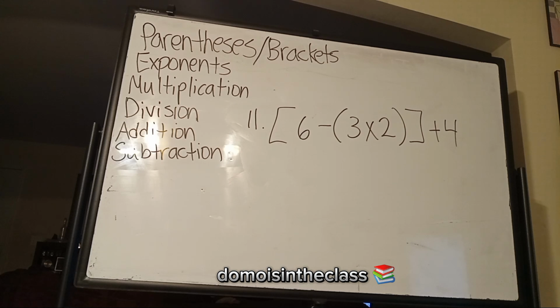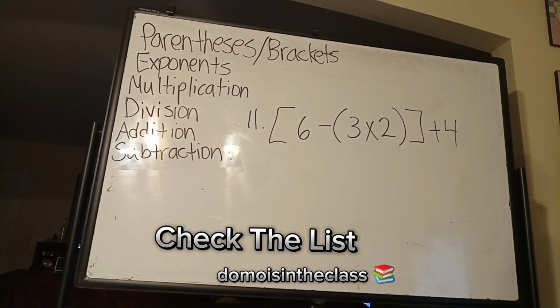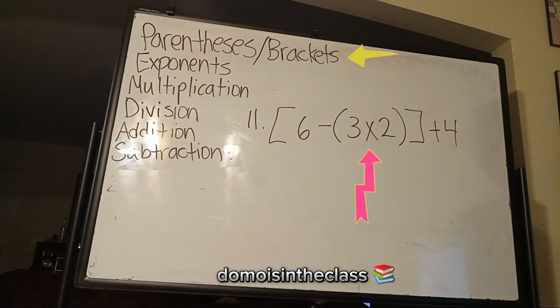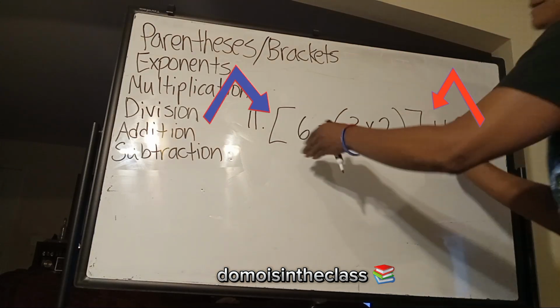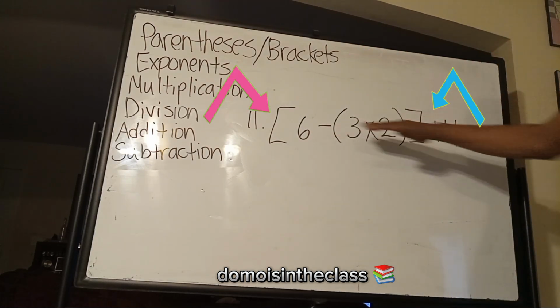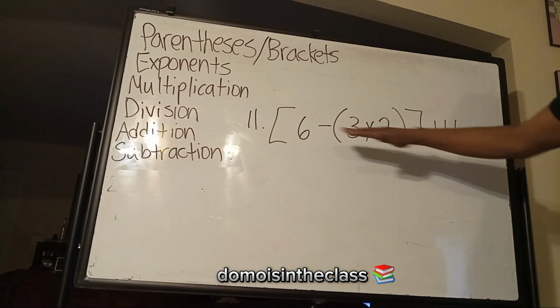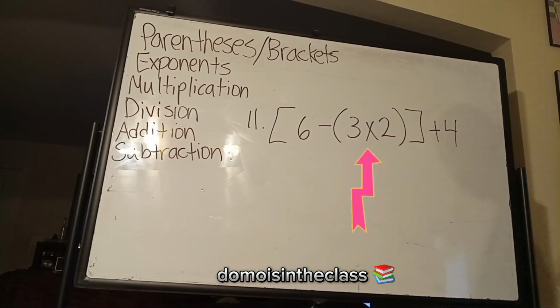All right, so moving on to number 11. We have bracket, 6, take away parentheses, 3 times 2, close parentheses, close bracket, plus 4. So, what are we going to do first? The parentheses. Always. Because the brackets are just letting us know that all of this inside of here has to get dealt with first. But what gets dealt with first in here is always the parentheses.